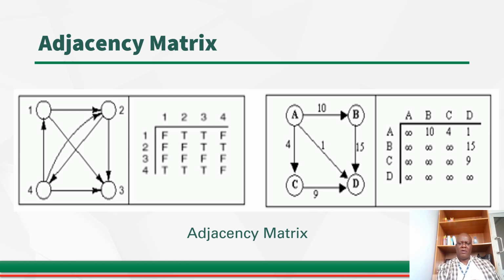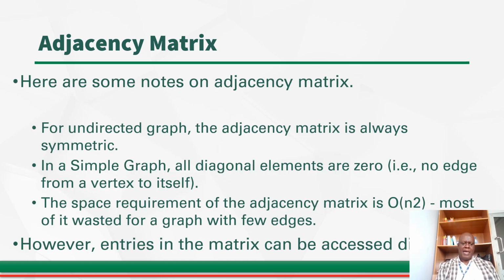They are all connected. Here are some notes on the adjacency matrix. For an undirected graph, the adjacency matrix is always symmetric. In a simple graph, all diagonal elements are 0. That means no edge from a vertex to itself. The space requirement of the adjacency matrix is O of n squared. Most of it is wasted for a graph with few edges because they will not utilize that space. However, entries in the matrix can be accessed directly.